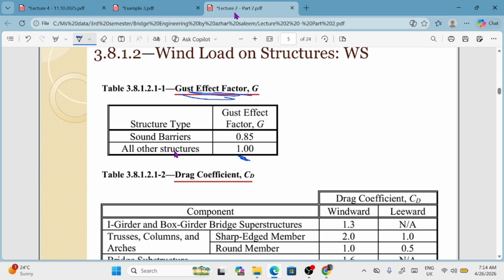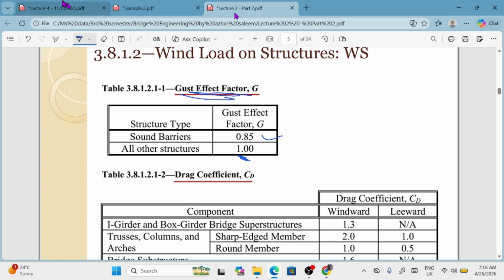Why do we use a sound barrier? If our bridge is crossed by a railway, then the railway sound doesn't hit the bridge and doesn't hit the passengers going across the bridge. So we use a sound barrier for the railway sound. That's why we use a sound barrier.